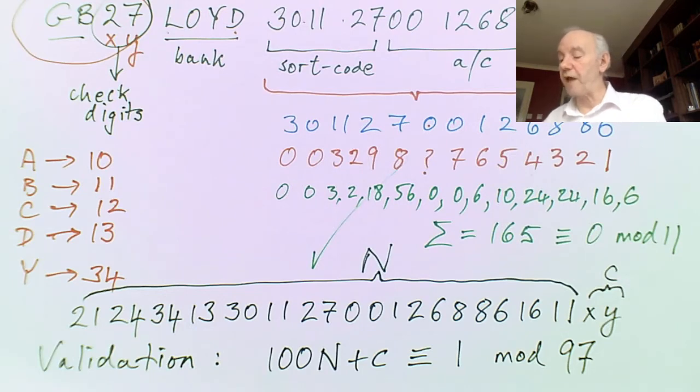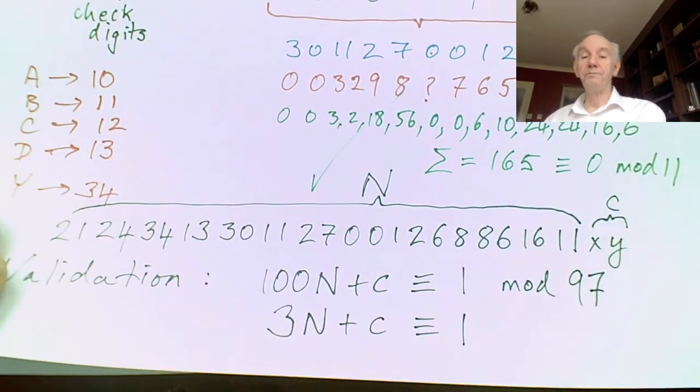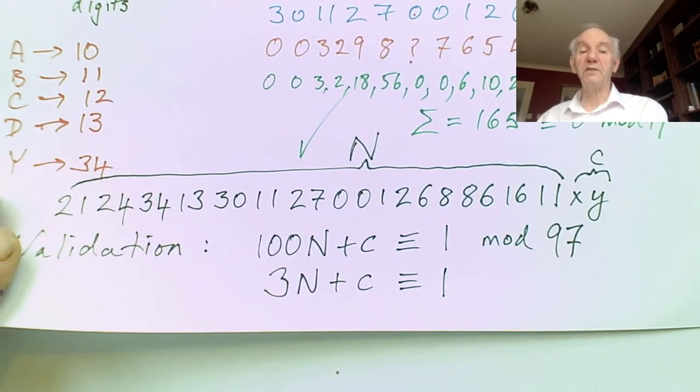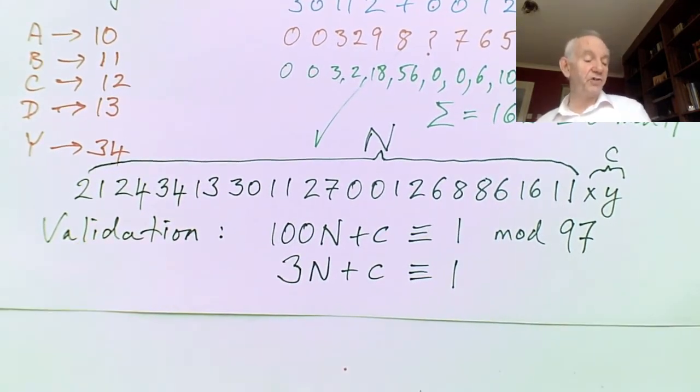Now, of course, 100n is the same as 3n mod 97, so our real equation is 3n plus c is congruent to 1 mod 97. So that's the validation equation. Let's now use that to find c in our case.